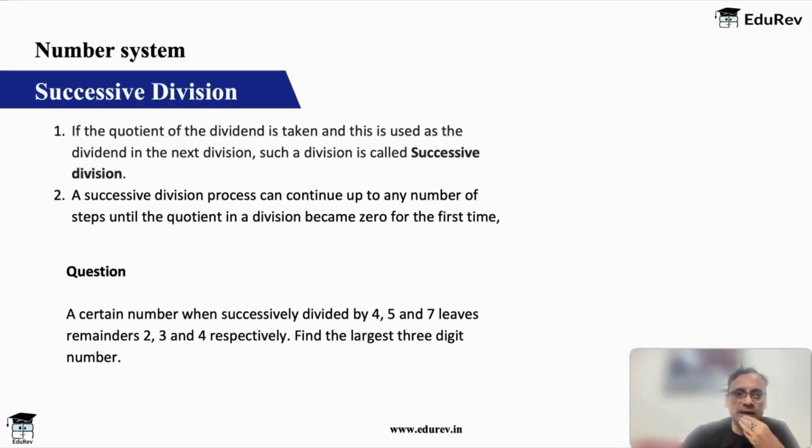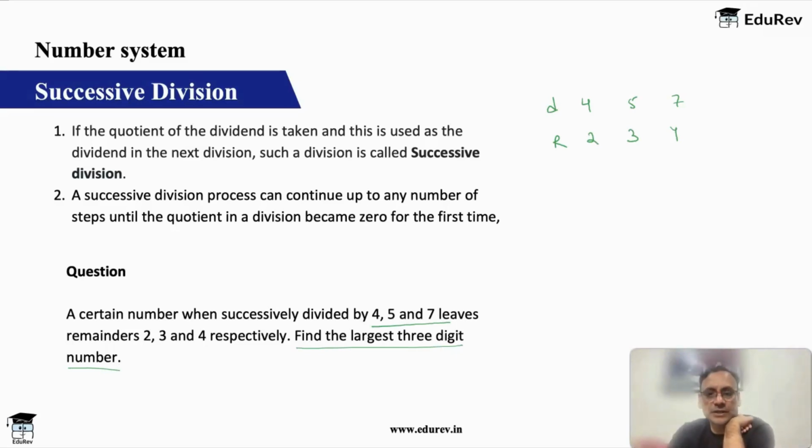Here we look at a certain number which, when successively divided by 4, 5 and 7, so these are my divisors, 4, 5 and 7, leaves remainders of 2, 3 and 4. Find the largest 3-digit number. How we do this is we start with the last division, and I do not know whether after the last division my quotient has become 0 or not. So I will not assume it to be 0. Let's say the quotient is x.